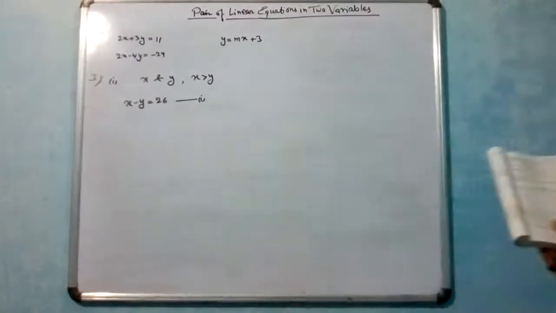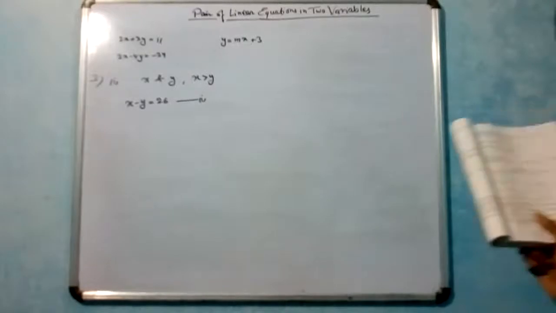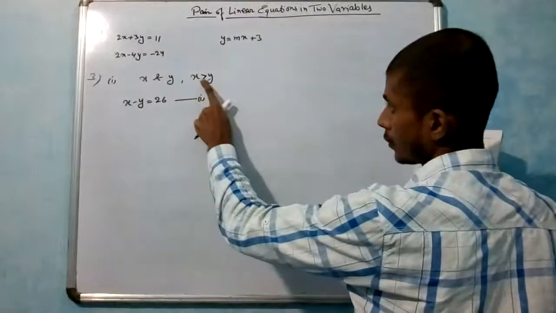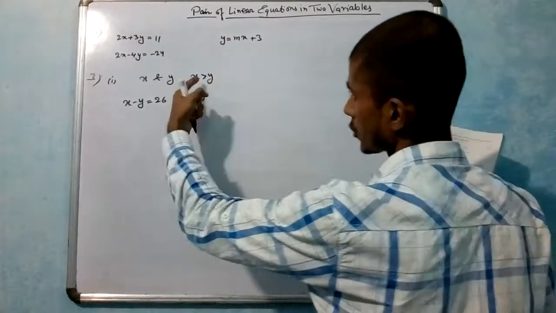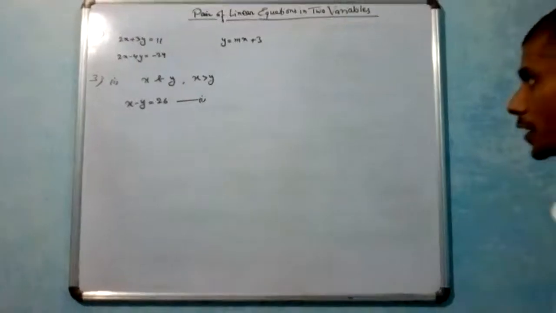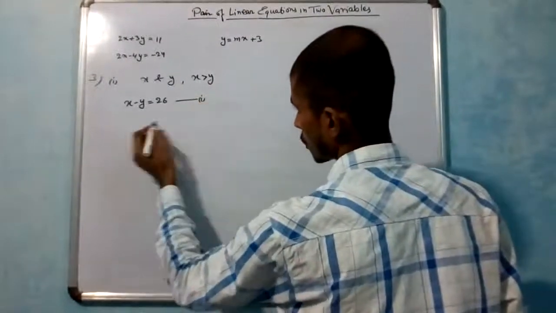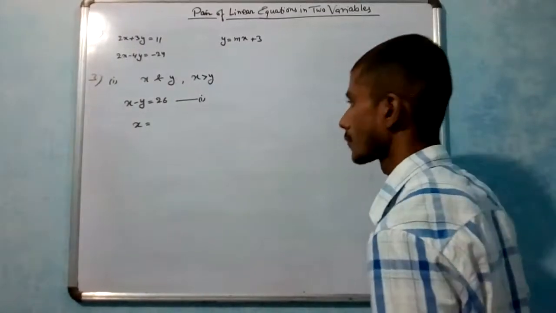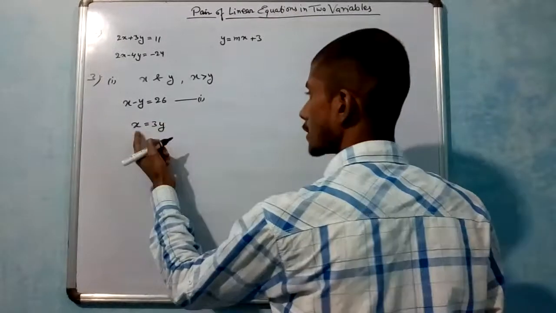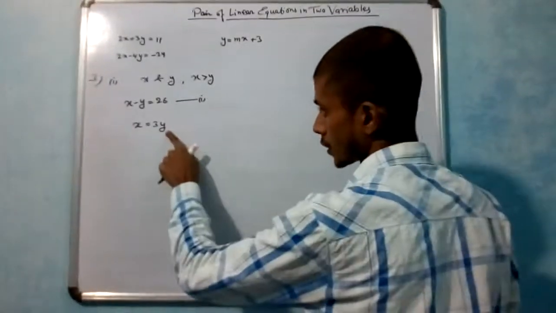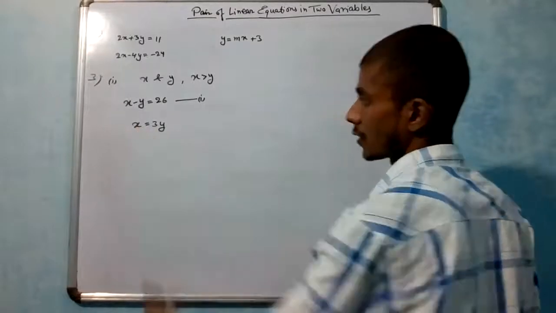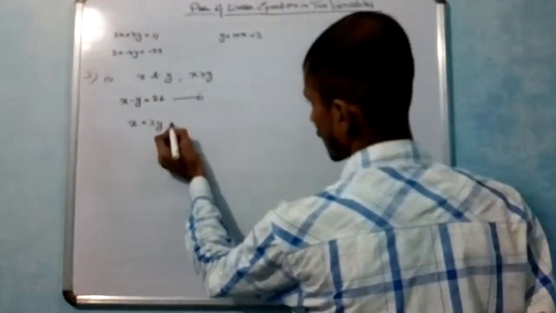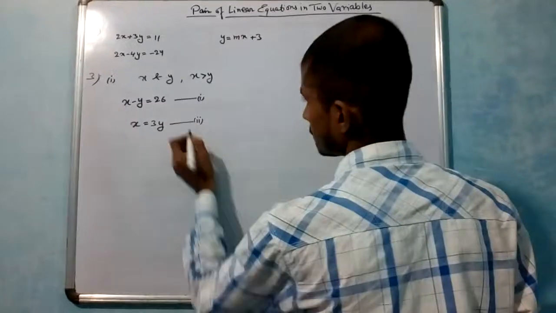Okay. The second is telling them one number is thrice the other. So which number will be thrice the other? The greater one will be thrice the smaller one, or the smaller one will be thrice the greater one? Think and say. Of course, the greater one will be thrice the smaller one according to the question. So x is equal to 3y. Since y is smaller, thrice of this is the greater number. Given that a number is thrice the other number. So this is the second equation. Understanding?